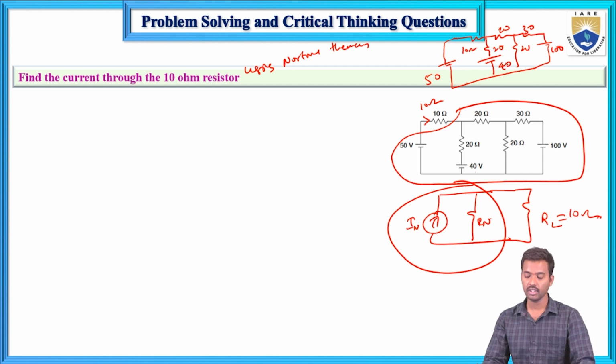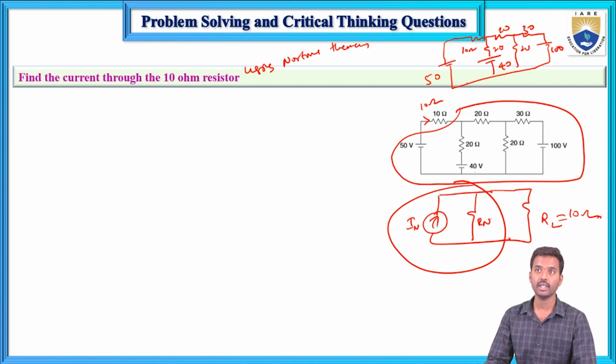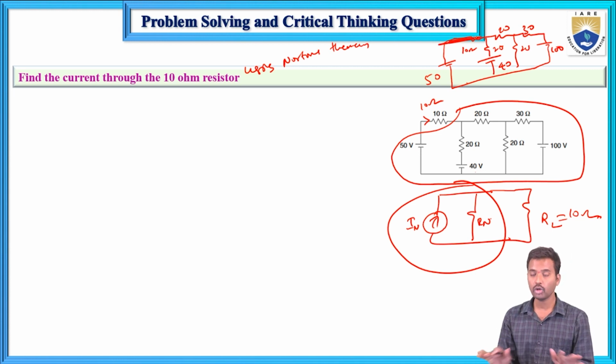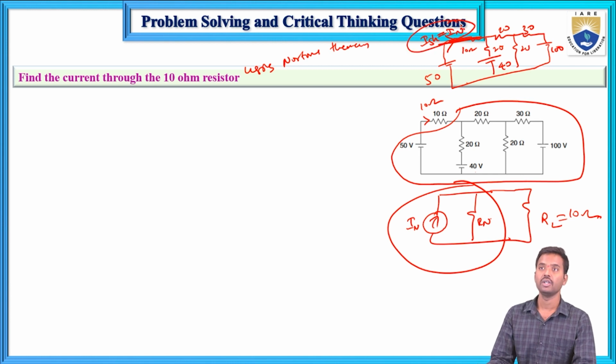So what is the procedure in Norton's theorem? For the IN calculation, first remove this load resistance and short the load terminals. Remove the load resistance, short the load terminals and calculate this short circuit current ISH. That ISH is known as the IN. So how will we calculate it? By mesh analysis, nodal analysis or any network reduction technique, you can calculate the short circuit current. That short circuit current is known as the Norton's current.